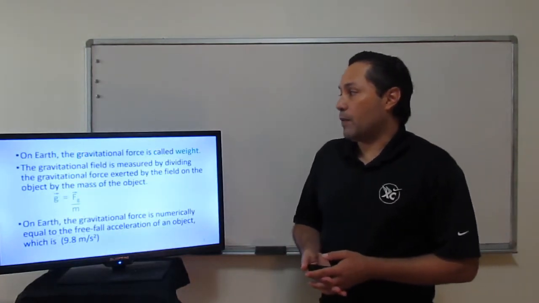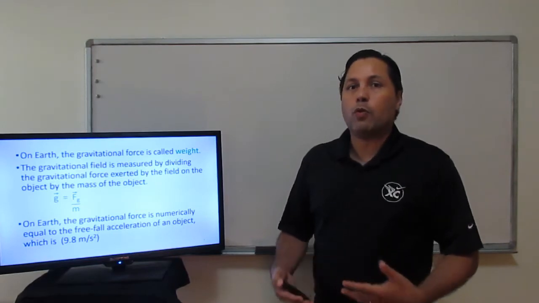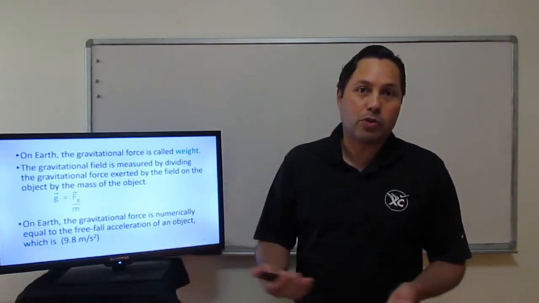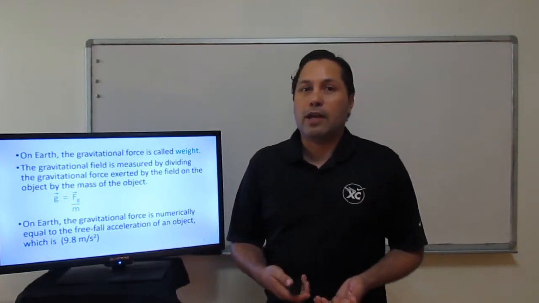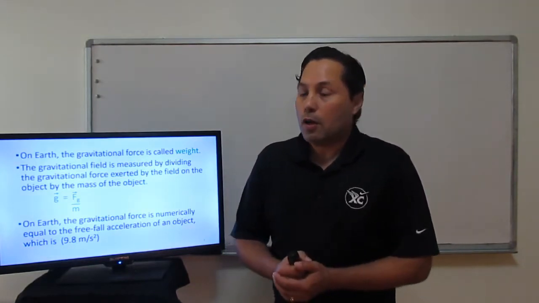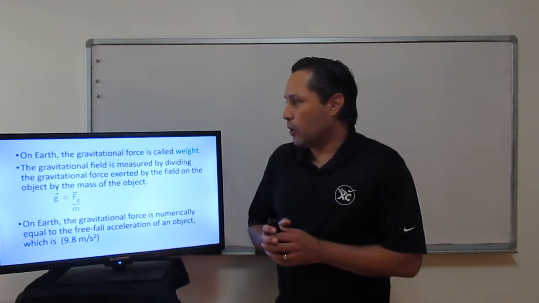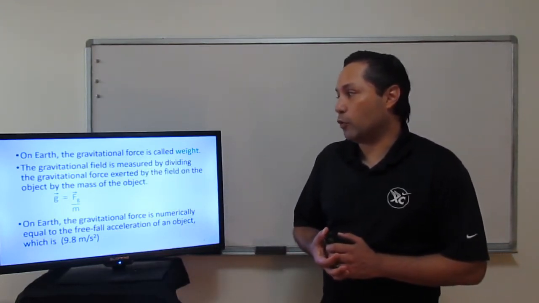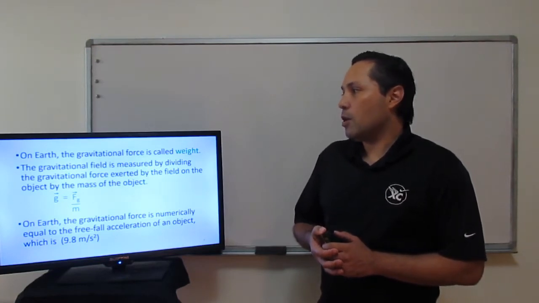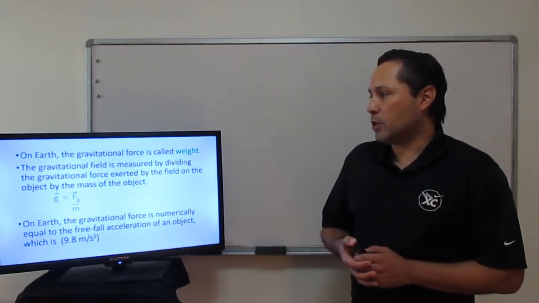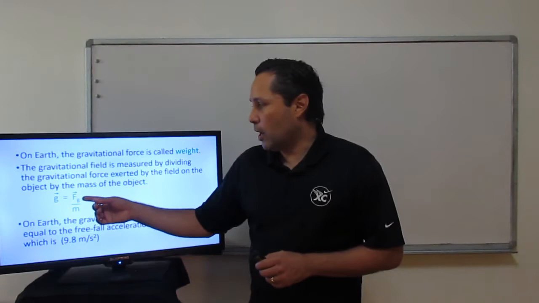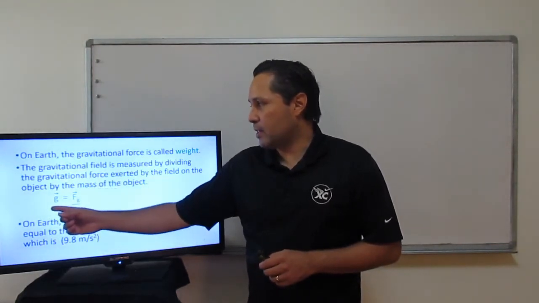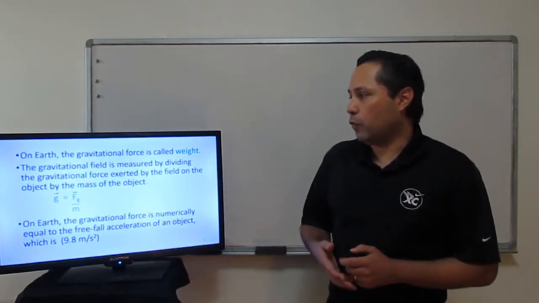On Earth, the gravitational force is called weight. So when we ask you how much you weigh, most people give the answer in pounds or kilograms. Now, the answer should be given in newtons. So how are we going to calculate that? It says the gravitational field is measured by dividing the gravitational force exerted by the field on the object by the mass of the object. So here we go. Our weight is the gravitational force. You divide it by the mass, and that will give you the gravitational field.